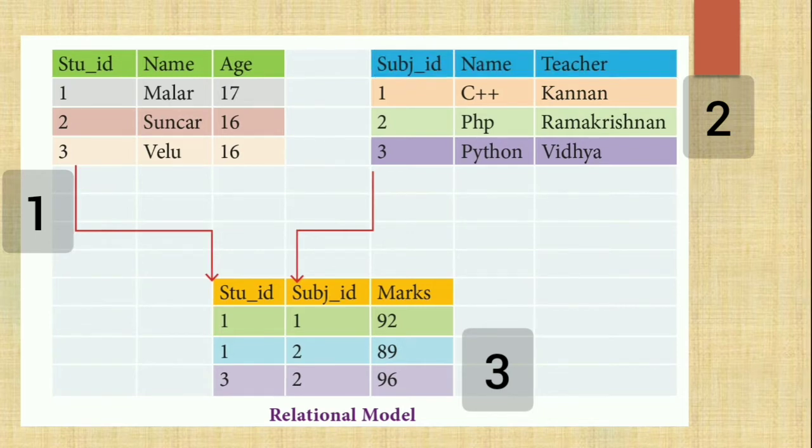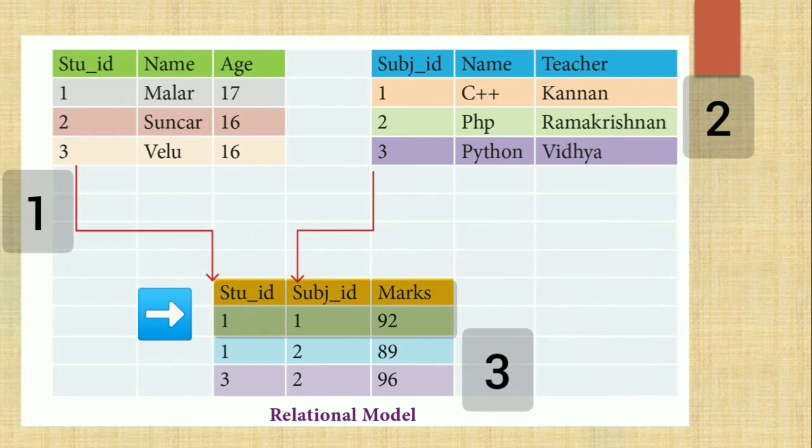Now look at the third table. The third table is related to the first two tables. Let's see how. In the third table, the first column is copied from the first table, that is student ID. Both are the same. And the second column of this third table is copied from the second table, that is subject ID. They are the same. Now read the first row, that is the first tuple of the third table. That is student ID is 1, subject ID is 1 and mark is 92.